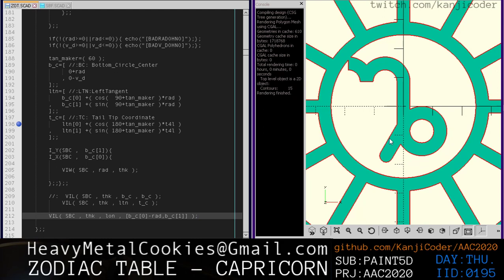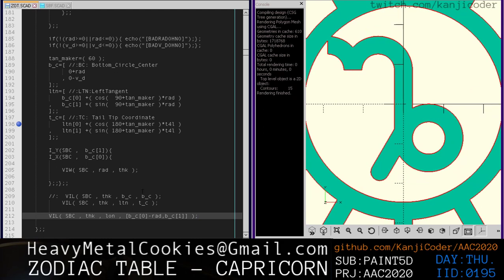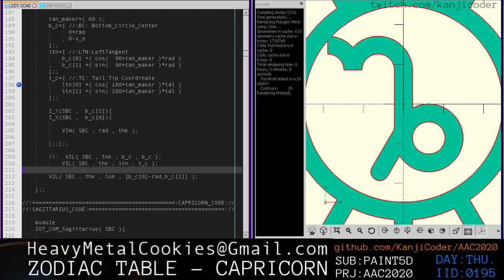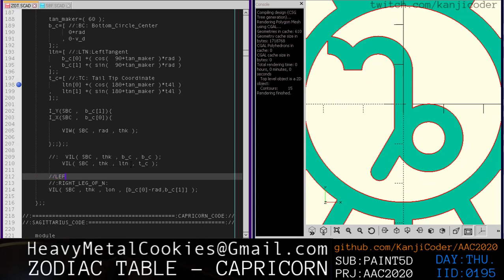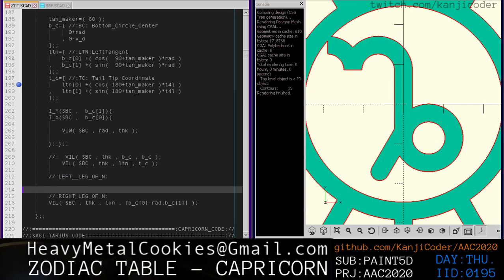And then we also want to make a leg. So this is the right leg of n. And we want to make a left leg of n as well. I don't know exactly what that needs to be. But what we could do is take all this math and just translate it. We could just take all these calculations.